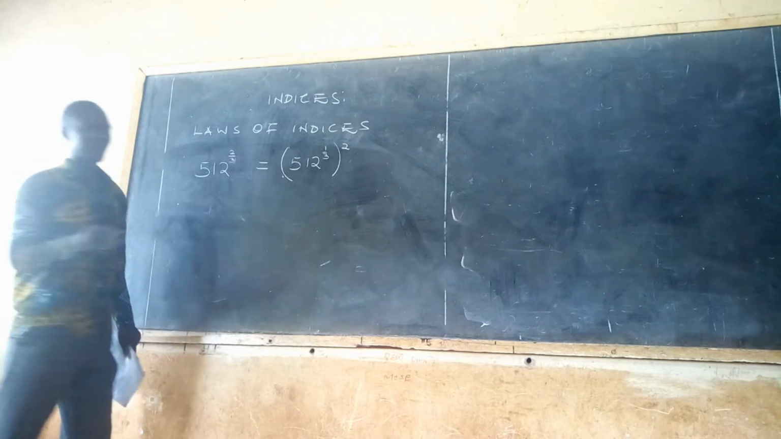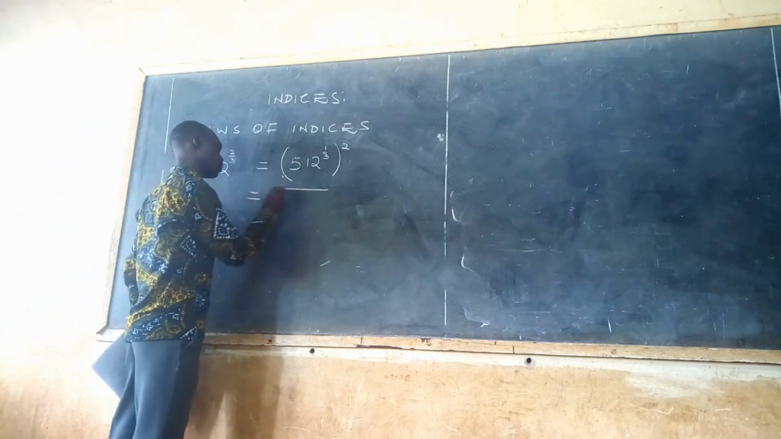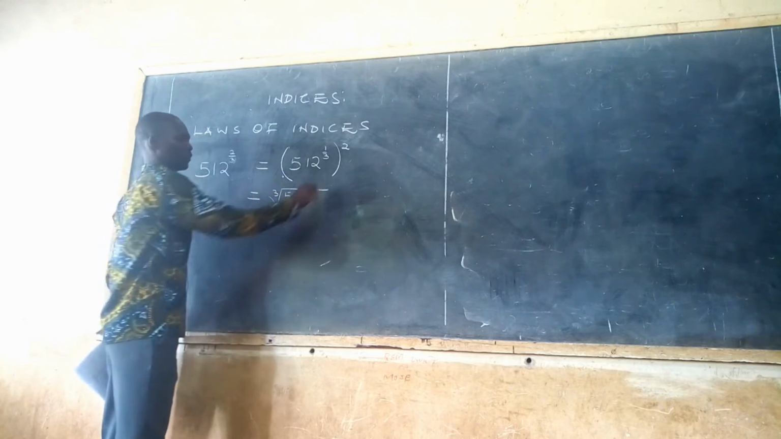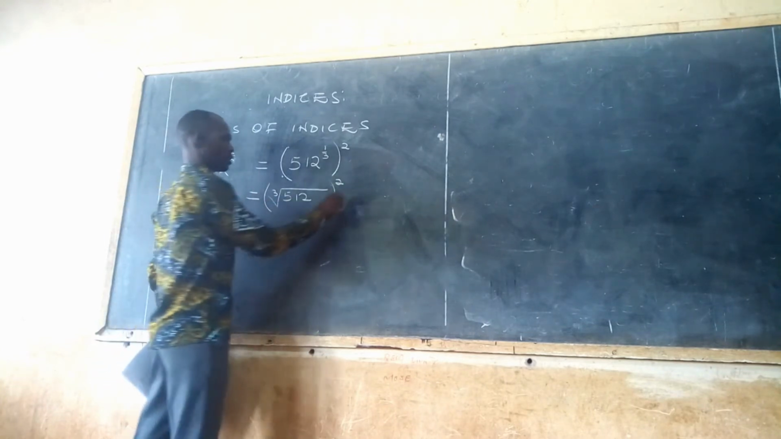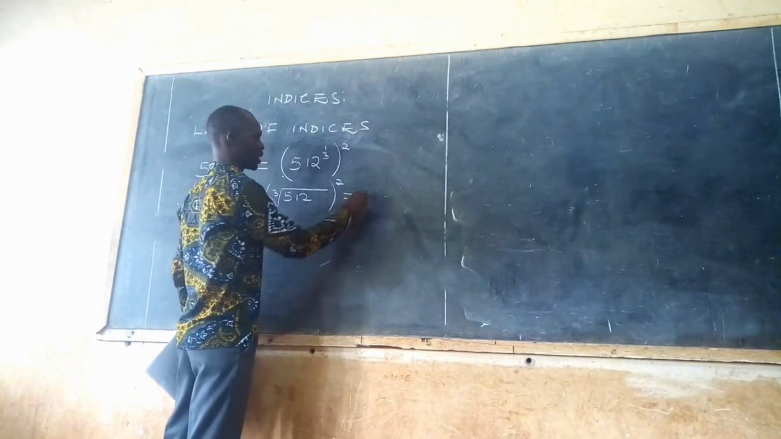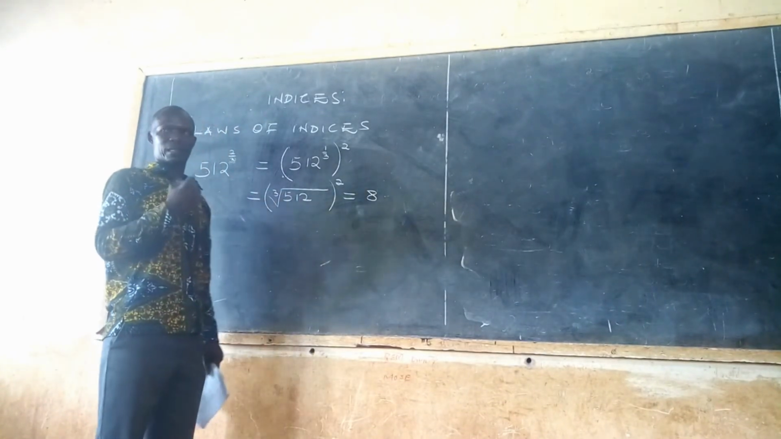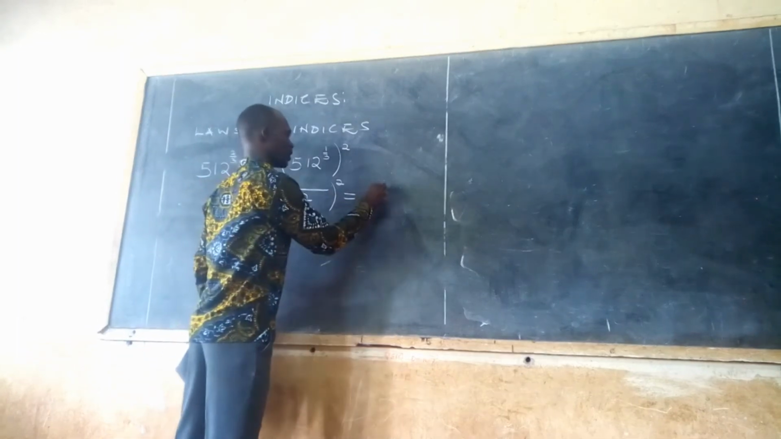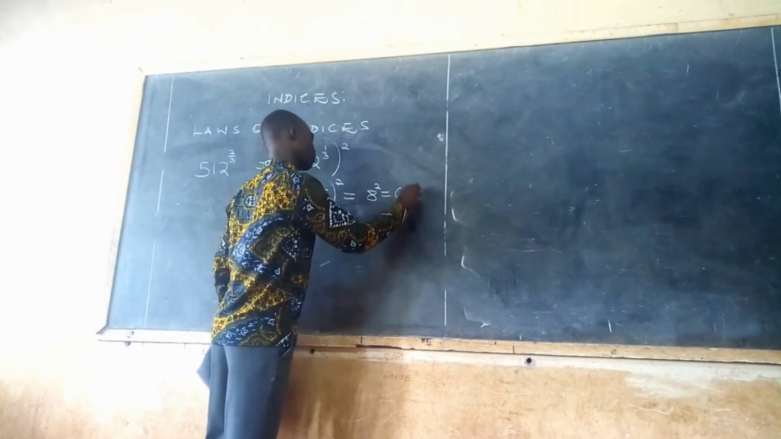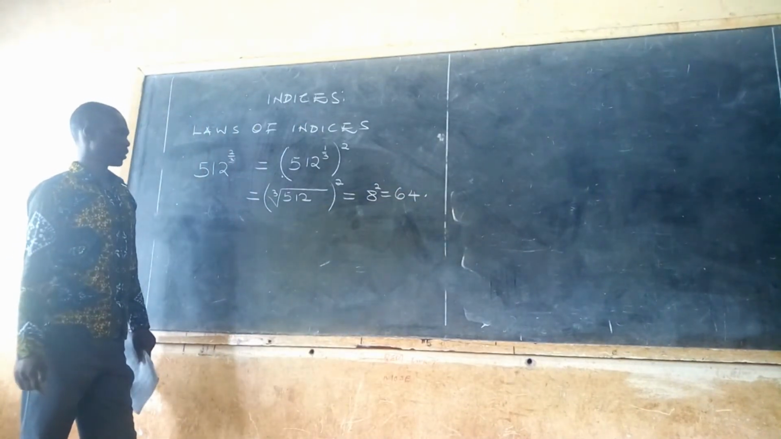What does that imply? It's going to be the cube root of 512. After getting that cube root, you square it. If you check, it will be 8, that will be the cube. 8 times 8 times 8 will give you 512. If you square that, you get 64. So that would be one.